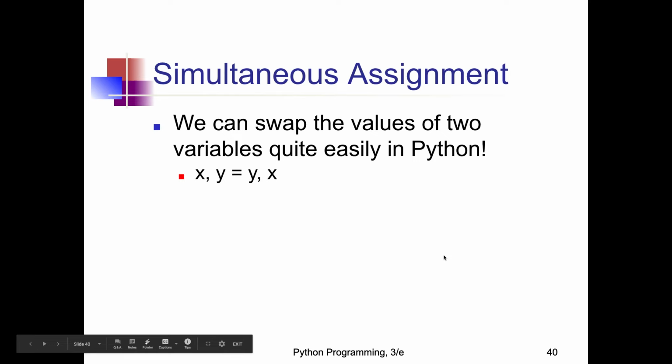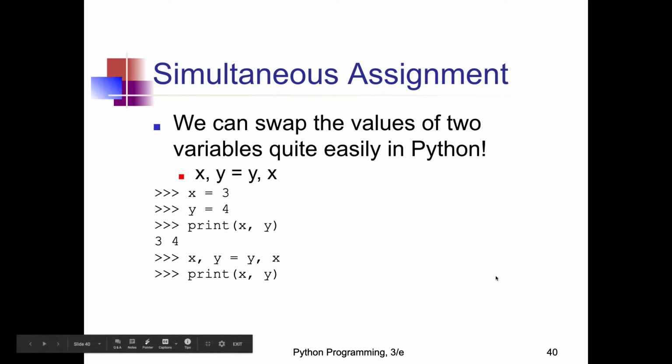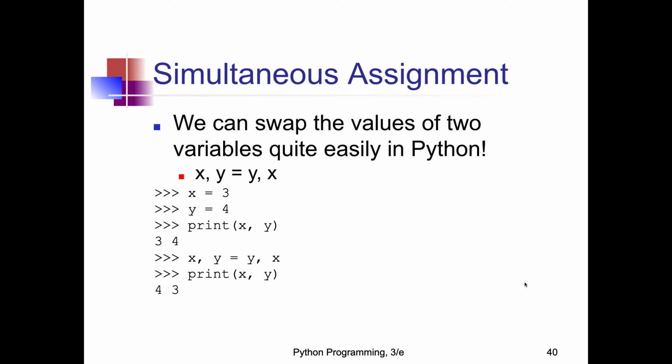Okay, so in Python we can swap the values of two variables quite easily, just by saying x, y = y, x. It basically assigns y to x, then assigns x to y without losing the values. Here we go. So print x and y, they'll look like this, and then swap them, and then the new values will be 4 and 3 instead of 3 and 4.